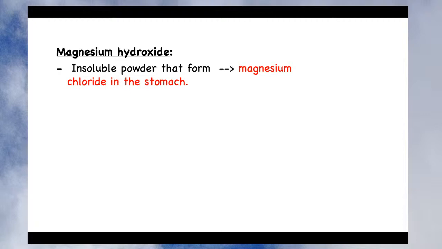So there is formation of the salt and water. So there is formation of magnesium chloride in the stomach. When magnesium chloride is formed in the stomach, it will neutralize the acid. Okay. Let's see what the advantages are.